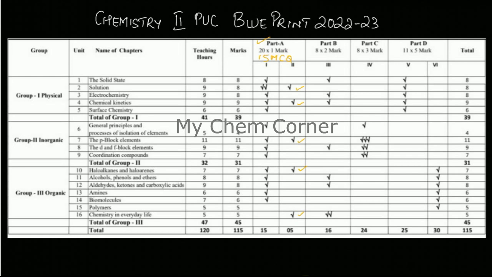Now moving to part B, you have 2 marker questions. Under 2 marker questions, you are asked 8 questions. Out of that 8, you can answer any 4. So you're provided with 8 questions, you can answer any 4, which means you can answer 50% of the questions.